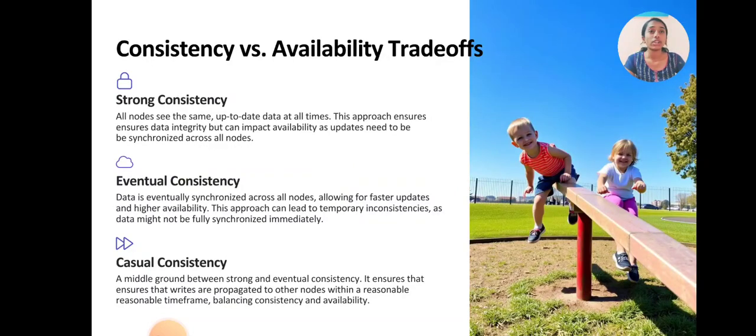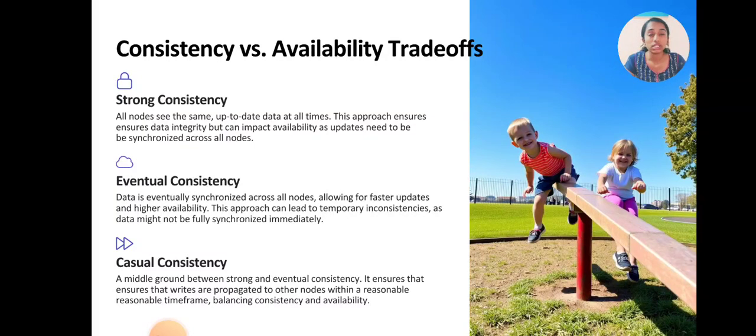Consistency versus availability trade-off. Strong consistency, eventual consistency, causal consistency. Let us look into one by one. Strong consistency. All nodes see the same up-to-date data at all times. This approach ensures data integrity but can impact availability as updates need to be synchronized across all nodes.